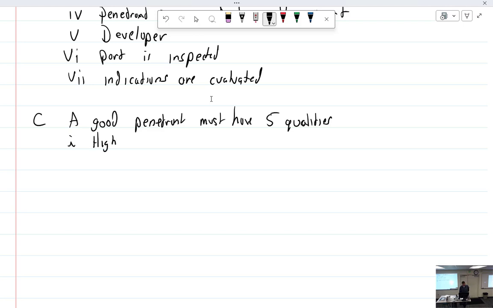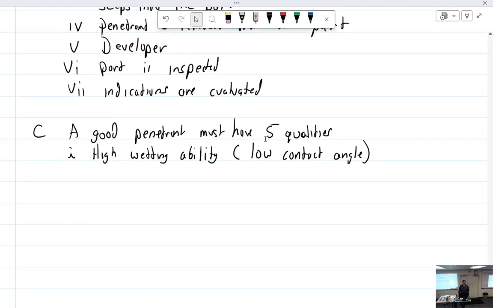One, it must have a high wetting ability. It means it has a low contact angle. So if you were to wash your car and you were to put on, say, wax or ceramic coat on the surface and lightly spray some water on it, that water drop would look like that, pretty much, right? That would not be good. What we want is something that looks more like this, where it has an angle that is measured here, like that. And so this angle right here should be less than 90 degrees.